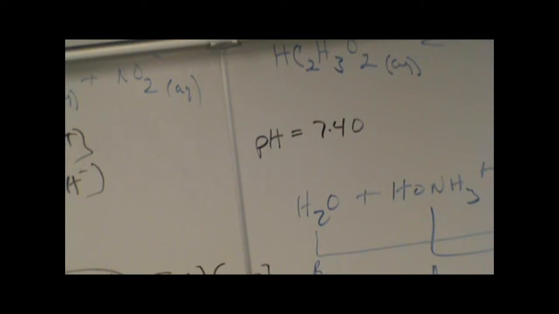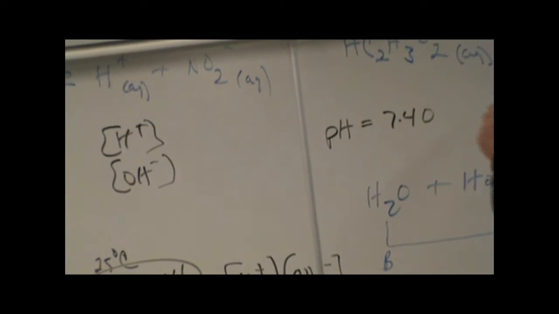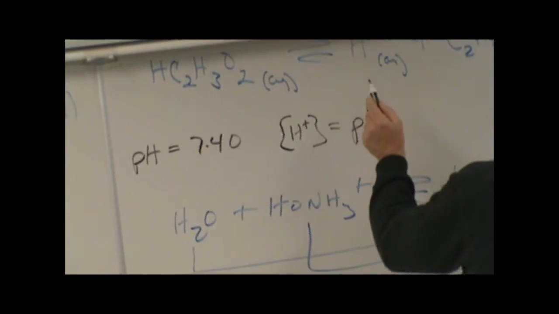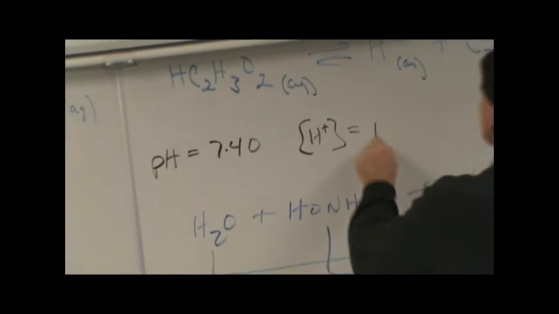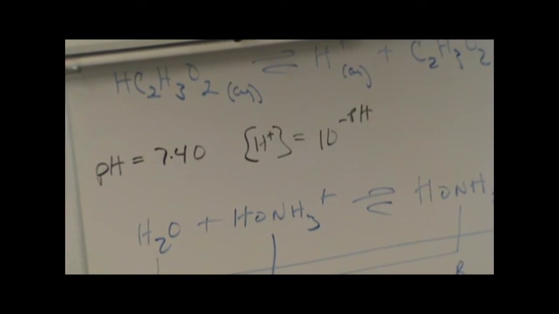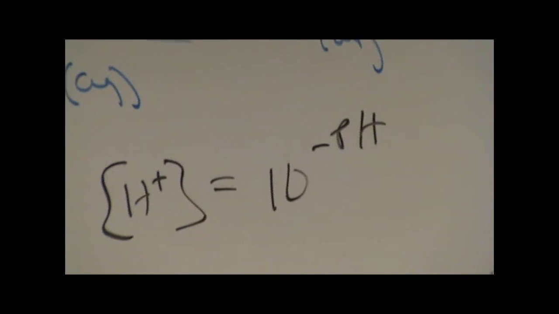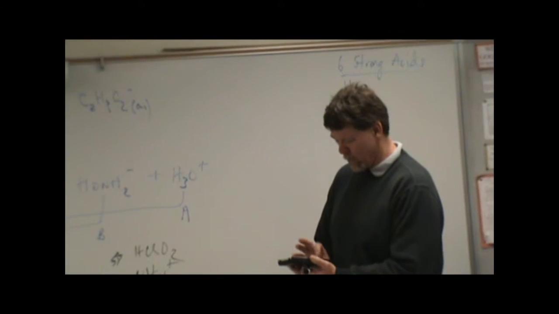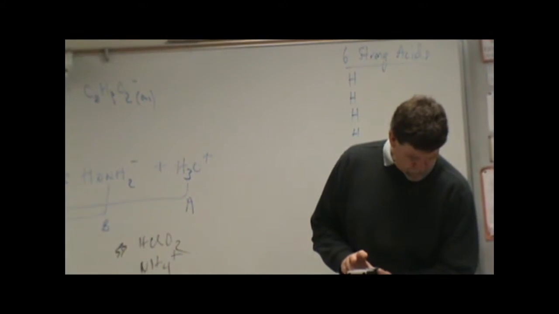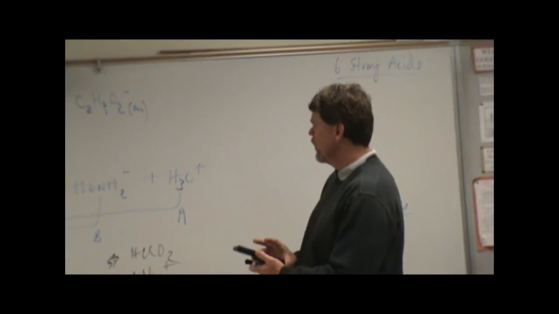If the pH is 7.40, what can we get from that? We get the H plus, because the H plus is going to be 10 to the negative pH. So 10 to the negative 7.40. There's a couple of ways you can do that on your calculator. You just go 10 caret negative 7.40, and you get 3.98 times 10 to the minus 8 moles per liter. Hopefully that's right. 4.0, rounded off.